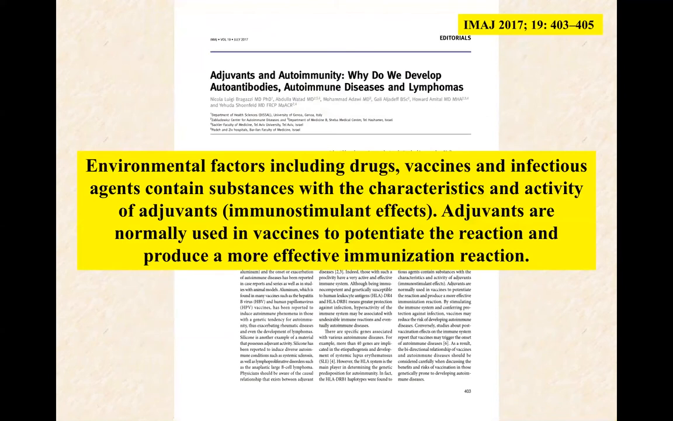So environmental factors, including drugs, vaccines, infectious agents, contain substances with the characteristics and activity of adjuvants. Adjuvants means it stimulates, it comes from the Latin adjuvare, meaning to turn on, to activate. Adjuvants are used in vaccines, but even when they're not used in vaccines, things can piggyback, if you will. An adjuvant piggybacks on a vaccine. That's what mercury does. That's what aluminum does, it activates the immune system to whatever the viral or bacterial component is that we're trying to develop immunity to. It piggybacks in that vaccination.